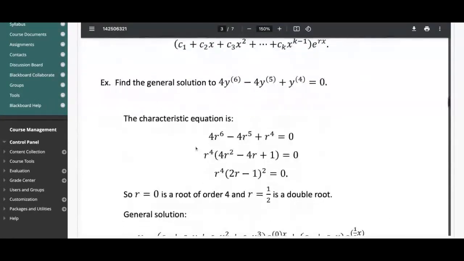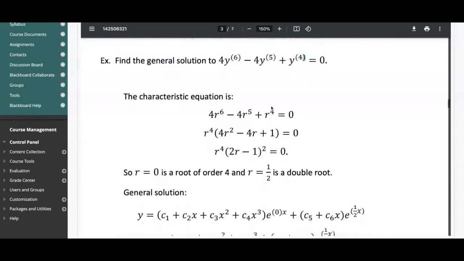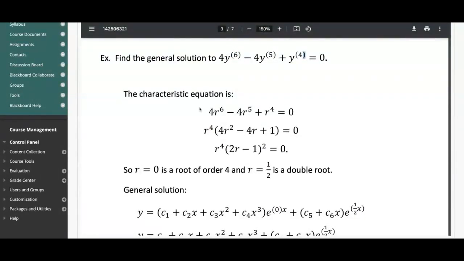Let's see this example. We want to find a general solution to this. n equals 6, so this is a 6th order differential equation. We have y to the 6th, y to the 5th, y to the 4th, equals 0. So the characteristic equation is this.